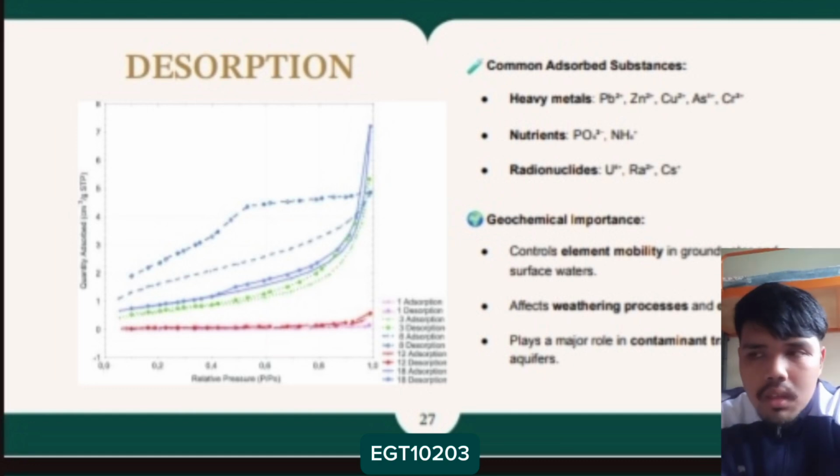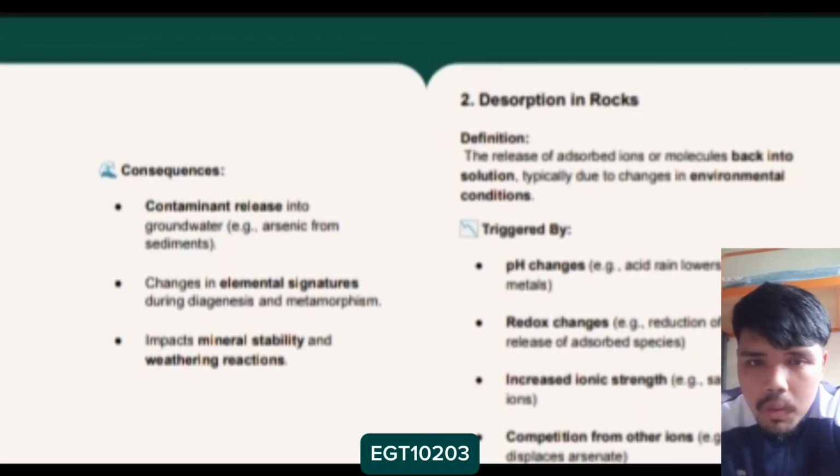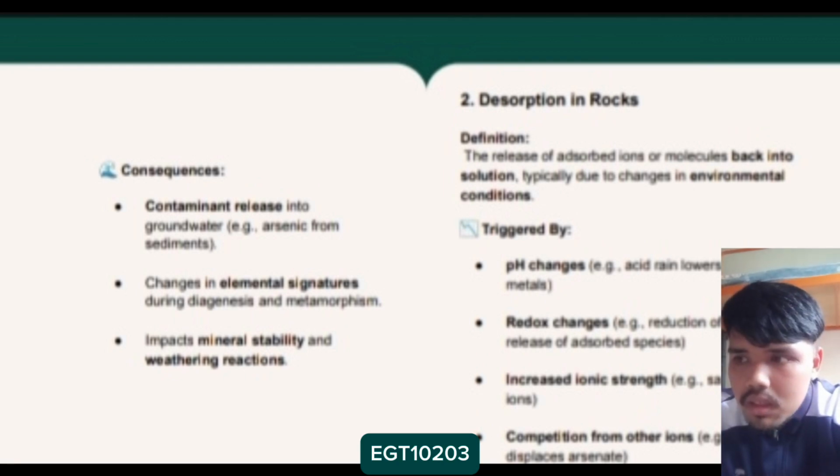So desorption in rocks means the release of adsorbed ions or molecules back into the solution, typically due to changes in environmental conditions. It is triggered by pH change, redox change, increased ionic strength, and competition from other ions.